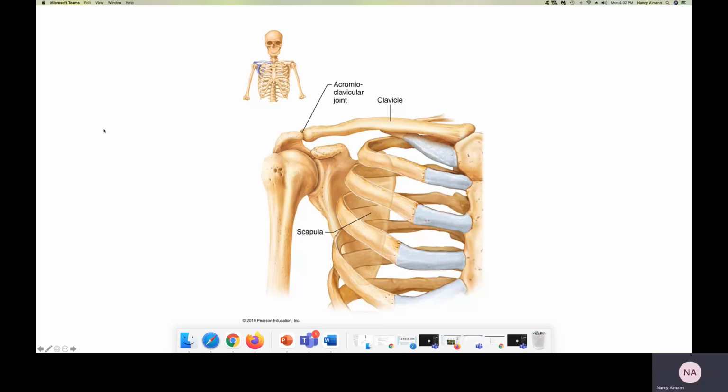Please do not call them collarbone and shoulder blade henceforth. Those are lay people's terms, and we are now anatomists. The clavicle is the most commonly broken bone in the body.